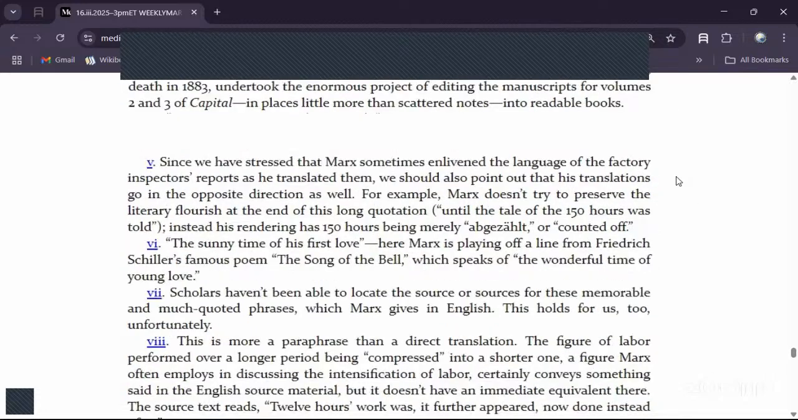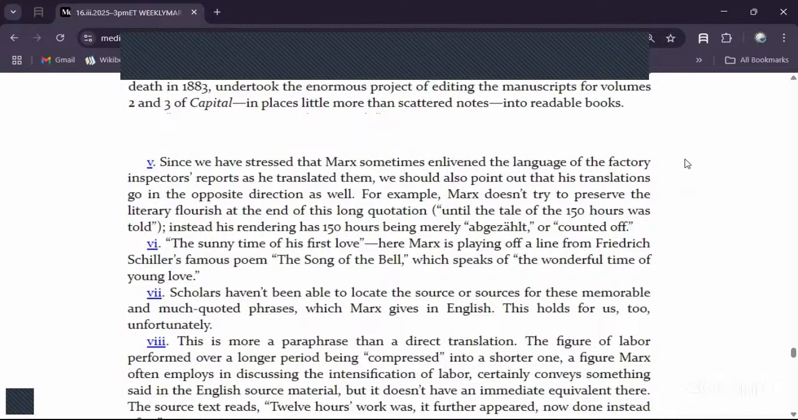Editor's note 5: since we've stressed that Marx sometimes enlivened the language of the factory inspectors' reports as he translated them, we should also note that his translations go in the opposite direction as well. For example, Marx doesn't try to preserve the literary flourish at the end of this long quotation, "until the end of the 150 hours was told." Instead, his rendering has 150 hours being merely abgezählt, or counted off.